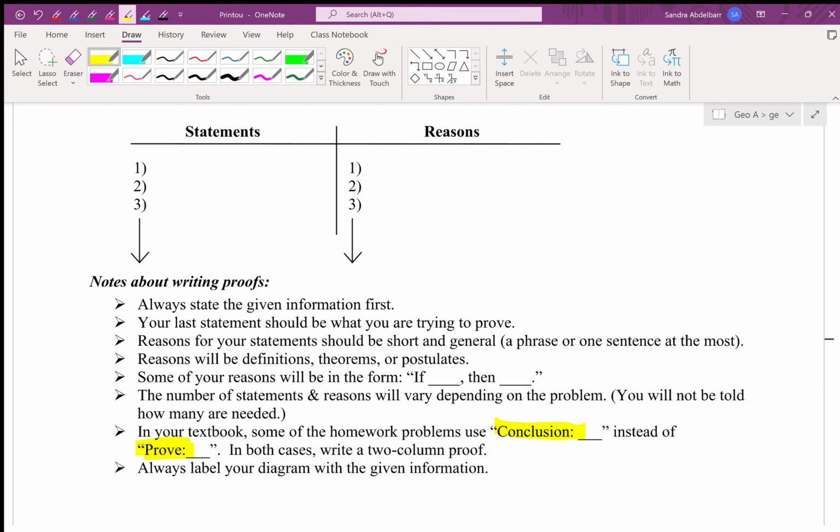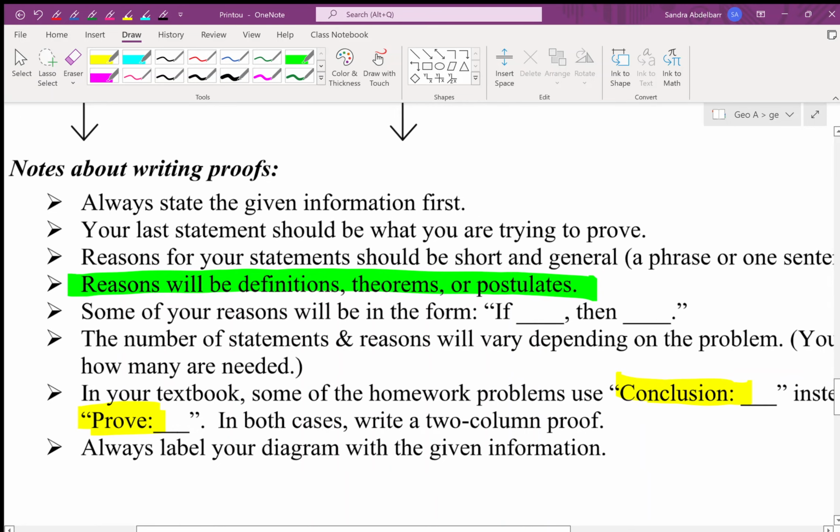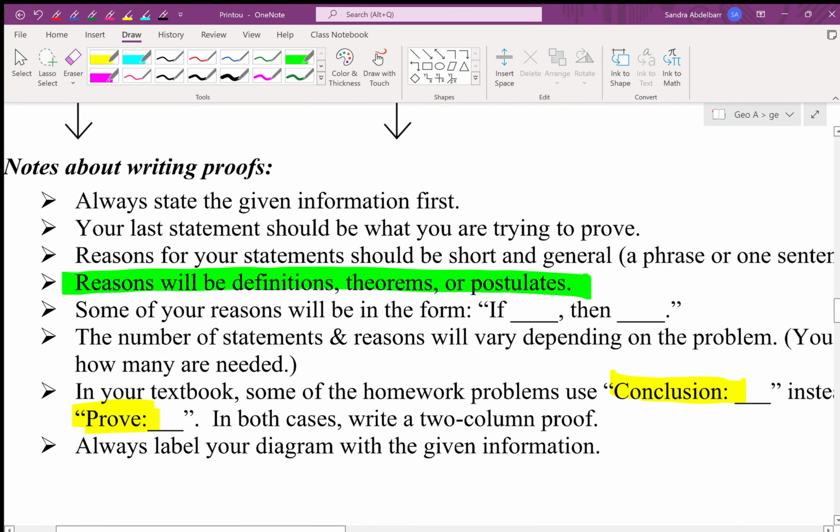All right, every single statement has to have a corresponding reason. And if you really understand this next thing I'm telling you, it will make your geometry life a lot easier. So every reason has to either be a definition, a theorem, or a postulate. You all know what definitions are, right? A theorem is something we can prove to be true, and a postulate is something we just know. We're not assuming. We know it's true. We just can't really prove it.